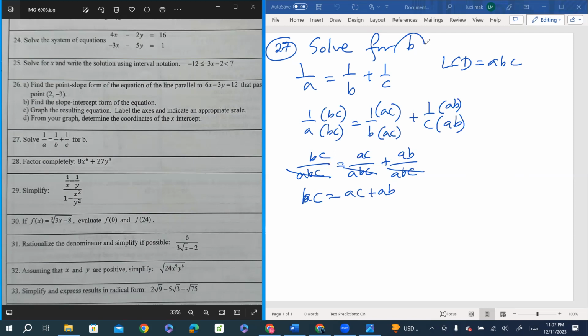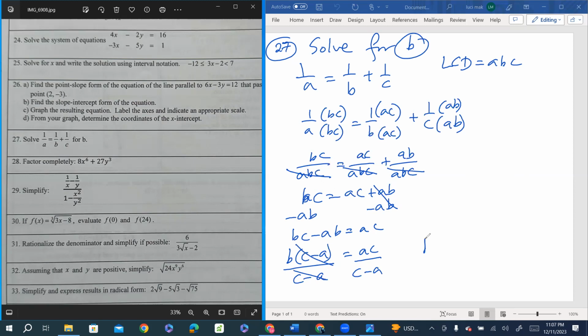Now remember, we are solving for B. Let's bring the B's together. So minus AB on both sides. So we have BC minus AB equals AC. Now B is in two places, so factor the B out. So B times C minus A equals AC. Divide both sides by C minus A to get B equals AC over C minus A.